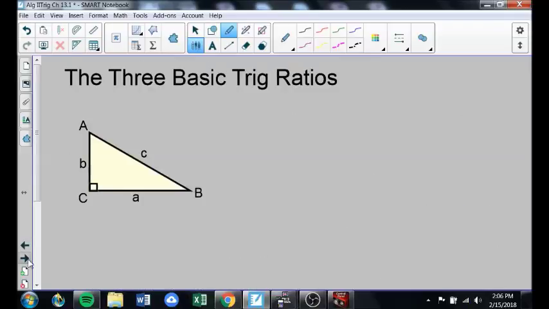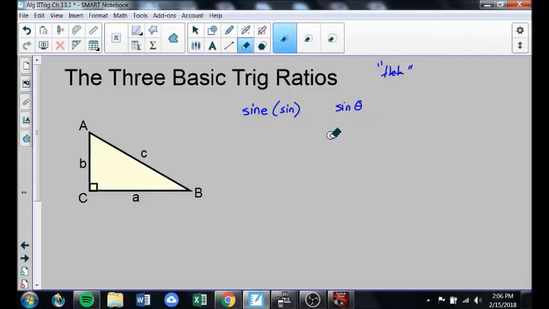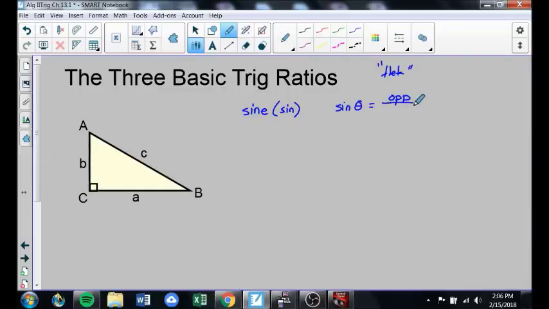So there's 3 basic trig ratios. There's sine, which we abbreviate SIN, but don't ever call it sin. That is sine. Then we use this symbol theta. This theta means you have an angle. It's a variable. We could just as easily call it sine of x, but we like to use this theta, which is a Greek letter, to say you're talking about an angle. Whenever you have a theta, you know you're dealing with an angle. Sine is a ratio. It's the ratio of the opposite side over the hypotenuse.